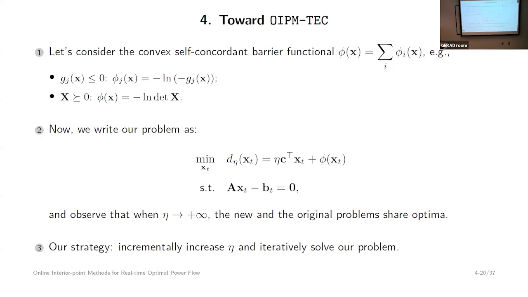So the approach we'll be taking takes root in the path following form of the interior point method. So we'll be using a barrier functional. We'll define phi as the barrier functional, which is the sum of some other barriers. For example, if I have a box constraint, I'll use minus ln of minus the constraint. And if I have the semi-definite cone, I'll use minus ln of the determinant of that variable. These are my barriers, meaning that if my constraints are not satisfied, then this term skyrockets.